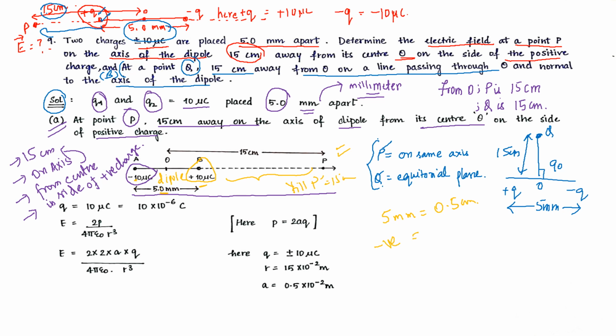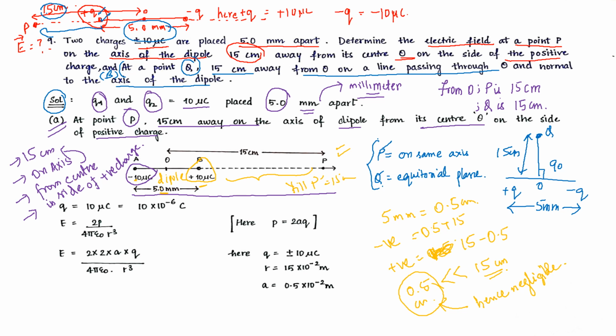From negative, what is the distance? 0.5 plus 15. And from positive, what is the distance? It will be 15 minus 0.5. So see, 0.5 is a very small value when compared with 15 centimeter. So this is negligible in nature, and we can actually remove it, or we can simply make it very small and hence negligible.